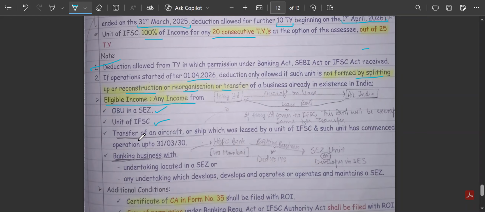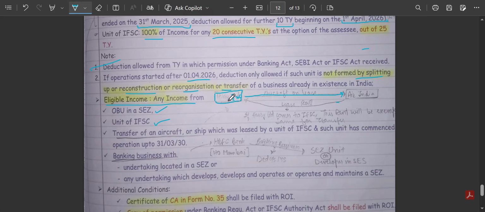Then there are these two special cases. The first one is transfer of an aircraft or ship which was leased by a unit of IFSC, and such unit has commenced operation up to 31st March 2030. I have an example for this. Let's say this is Harry Inc., a company based in US. What they do, they are lending aircraft on lease to Air India, and for that lease, Air India is paying them lease rent. So normally, when Air India pays them lease rent, they will have to pay taxes on such lease rent.